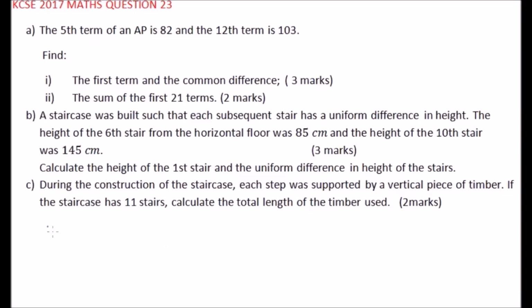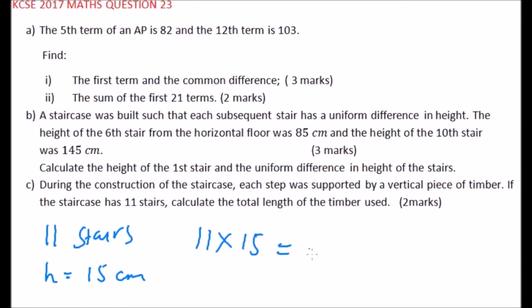Now we have 11 stairs, and we have found that for the height, which we called common difference, was 15 centimeter. This means the height of the timber used will be, because we have 11 and each timber was 15 centimeter, then we just multiply 11 times 15 and you get it is 165 centimeter.